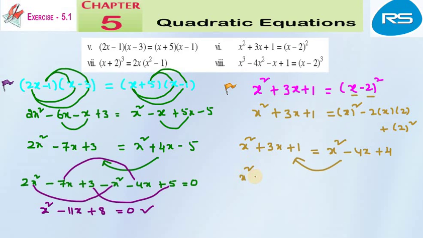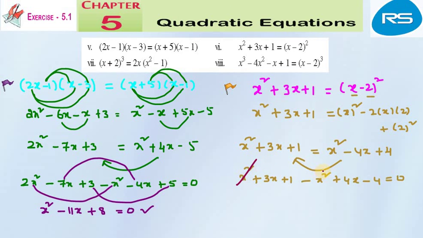So you will get x square plus 3x plus 1 minus x square plus 4x minus 4 is equal to 0. Plus x square becomes minus x square, minus 4x becomes plus 4x, plus 4 becomes minus 4. So that is the transposition rule.